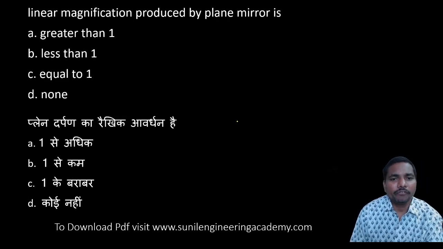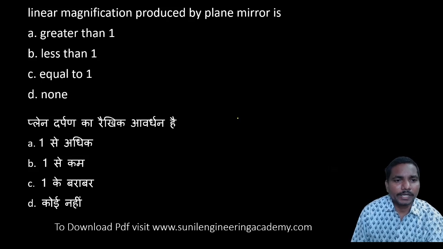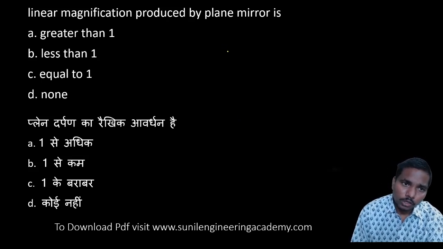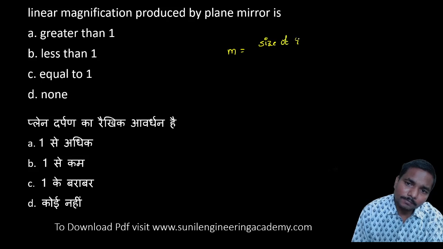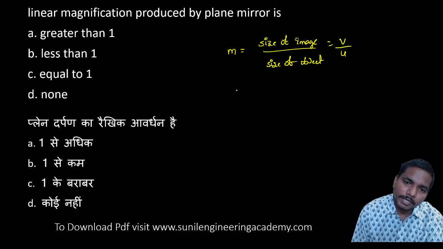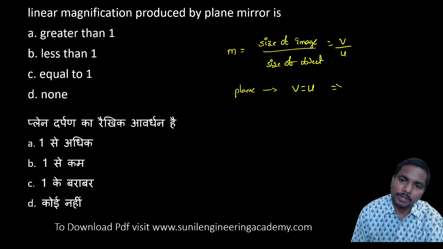Coming to the next question. The linear magnification produced by plane mirror is dash. Linear magnification is nothing but size of image by size of object. Image size by object size. And in case of plane mirror, what you got? Image size is equal to object size. So that means M is equal to 1.